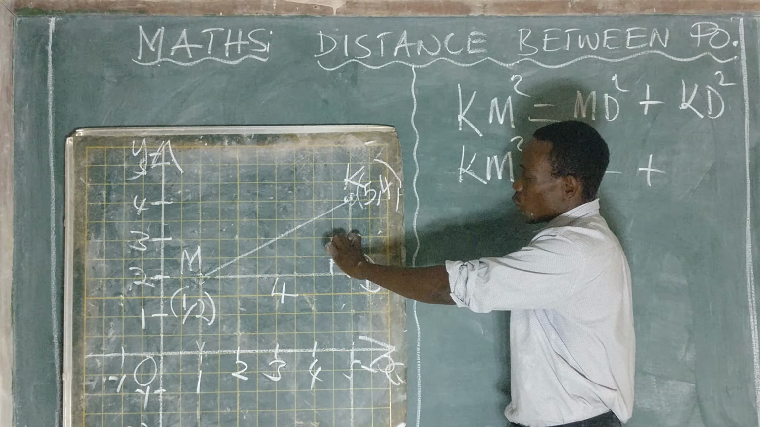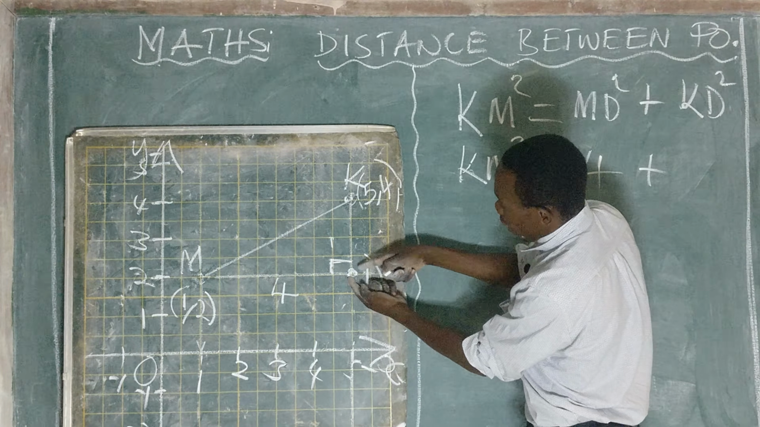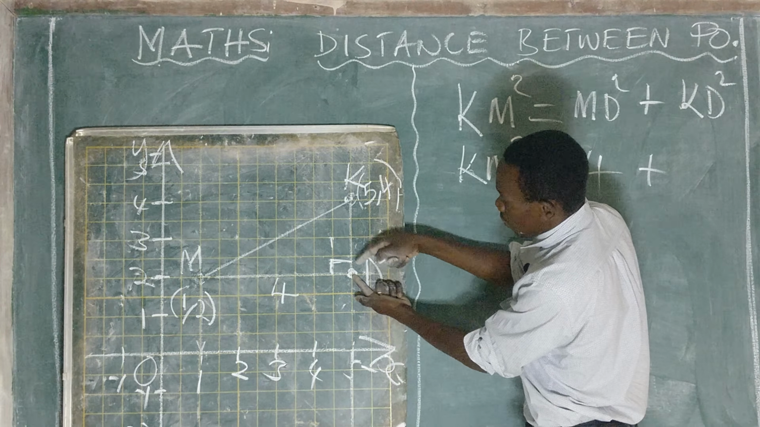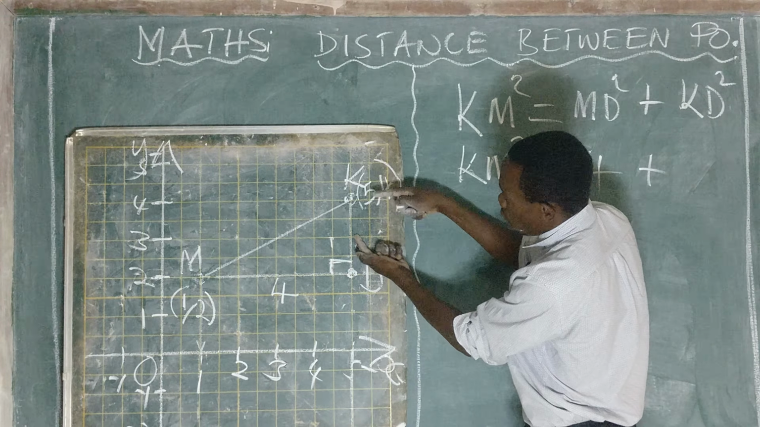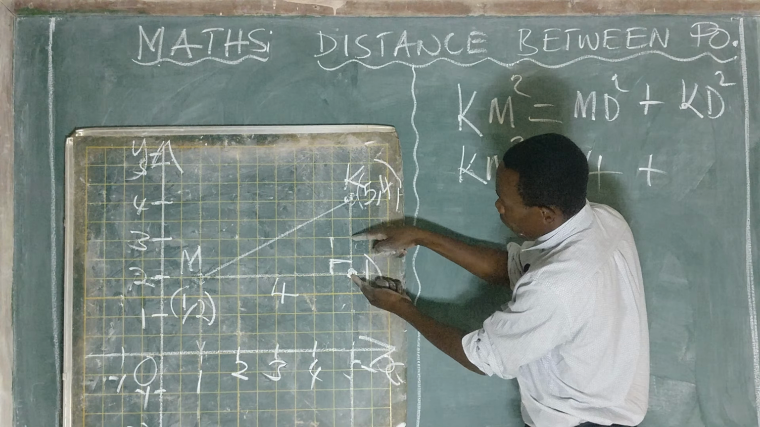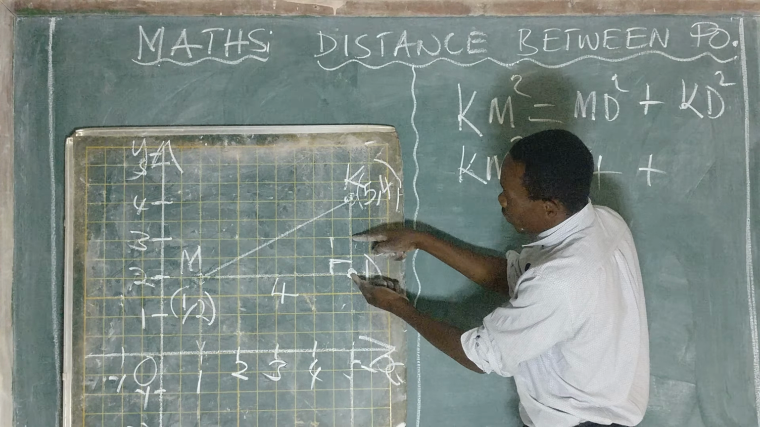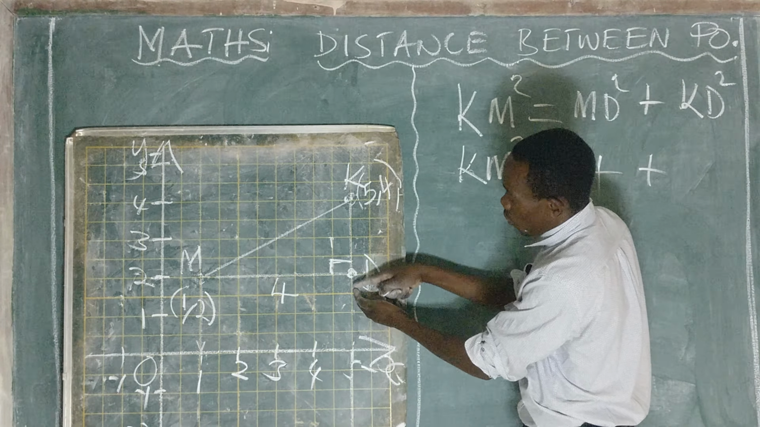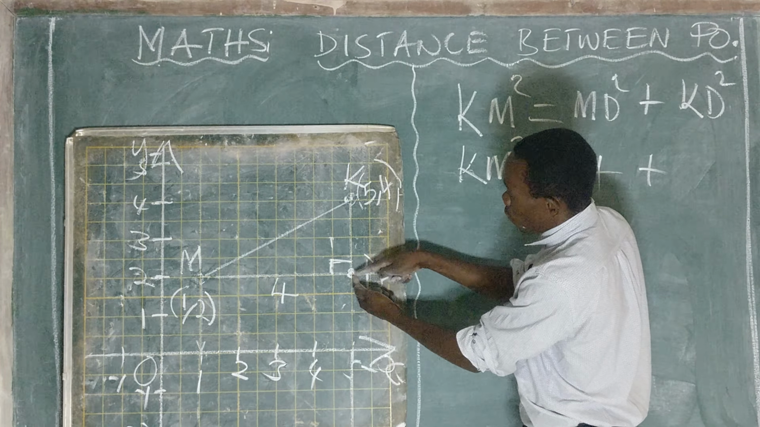2 centimeters are equivalent to 1 unit. So this is 1 centimeter, this another centimeter. From here up to that is 1 unit, and from there up to that is another unit. So we've got 2 units from D to K. This means we're going to write 2 squared, and here 4 squared.